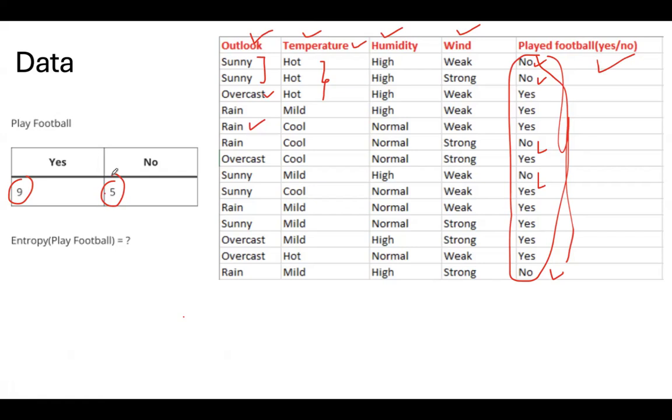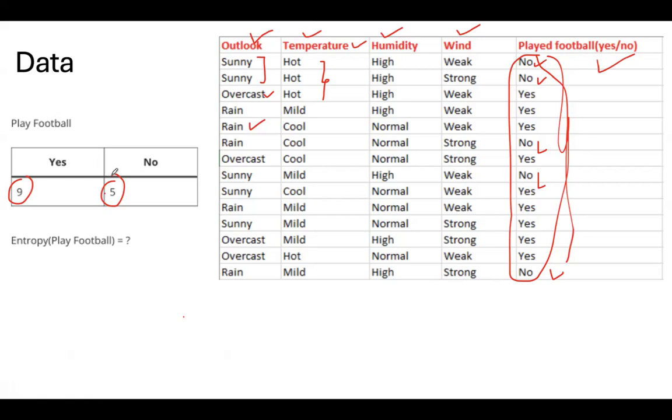Or if they were all nos, the system was already noiseless. So you need not find out anything. Your problem is already solved. I hope this is clear. So because now we have got a mix of nos and yeses, 9 yes and 5 no, let's find out the level of entropy which is inherently present in the system.